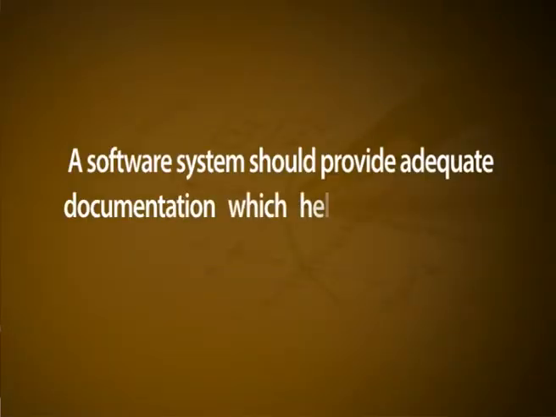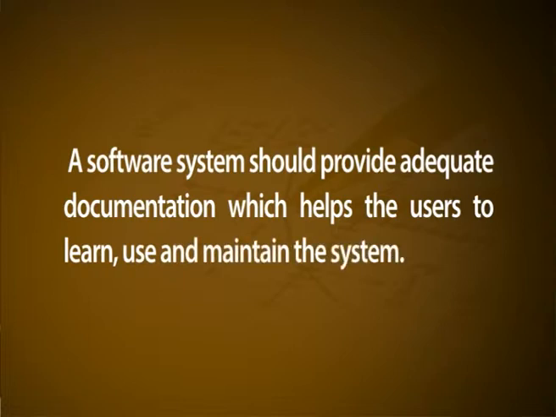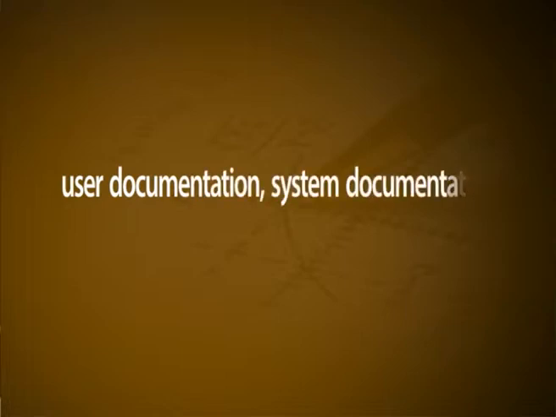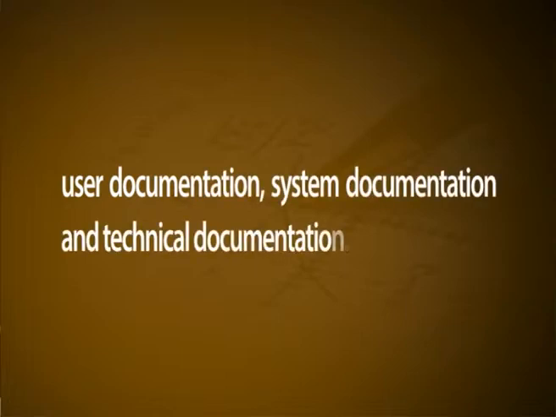Documentation. A software system should provide adequate documentation which helps the users to learn, use and maintain the system. Software documentation hence provides three services, which are the three categories of documentation: user documentation, system documentation and technical documentation. The user documentation explains the features of the software and usage of the software. It is designed for the user and written in application terminology.